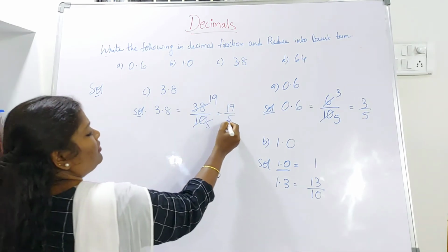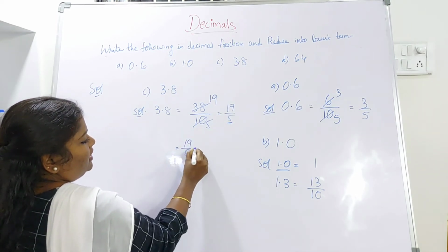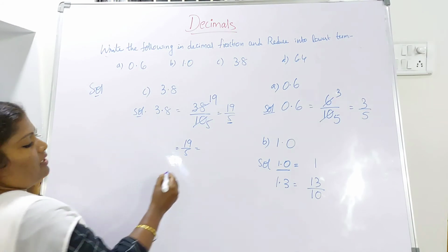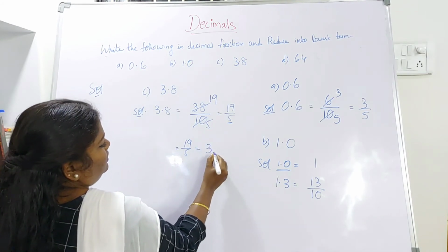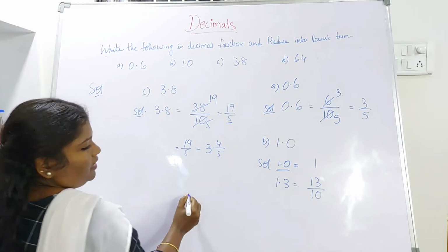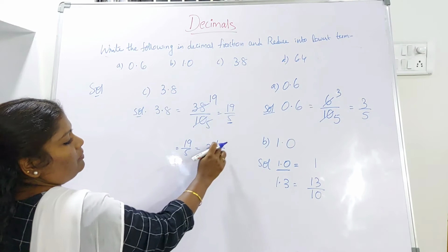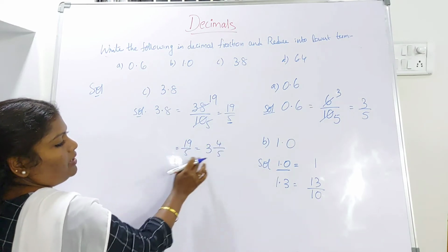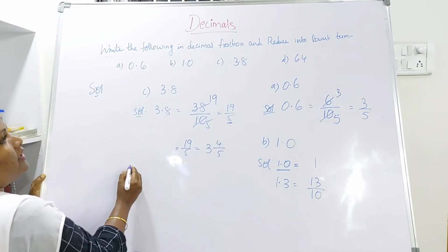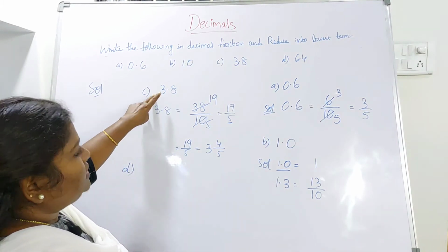So do remember, whenever you have an improper fraction, it can be converted into a mixed fraction. That is 3 4 by 5. Now let me check. 3 5s is 15. 15 plus 4 is 19 by 5. Yes. And the next one: so far I have taken all two-digit numbers.